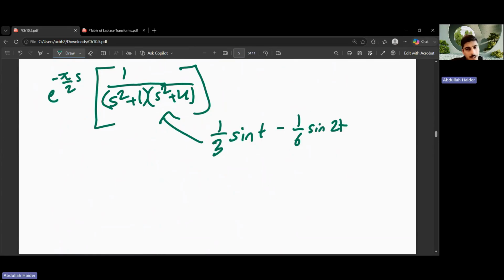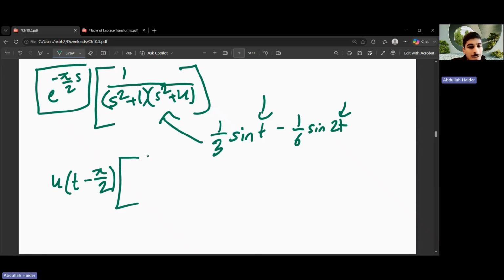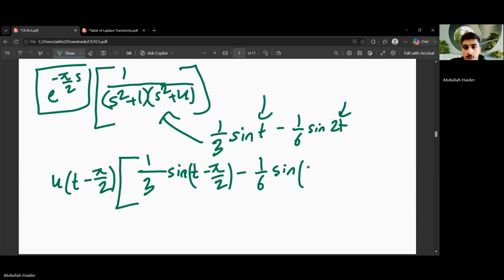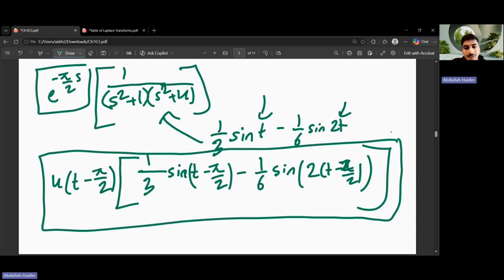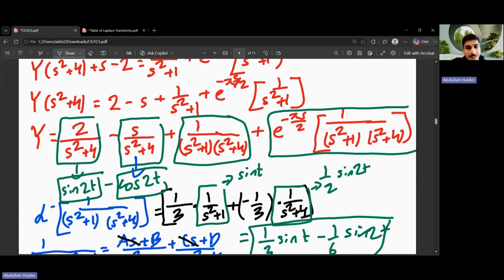So you already have the inverse of this partial fraction, and now we need to apply our transformation. So meaning u and then t minus whatever a you have. t minus pi over 2, and you replace t by t minus pi over 2. So you'll have 1 over 3 sine of t minus pi over 2 minus 1 over 6 sine of 2 times t minus pi over 2, and so this is your answer for the inverse of this. This whole big answer is separate from this answer, so don't get confused about it.